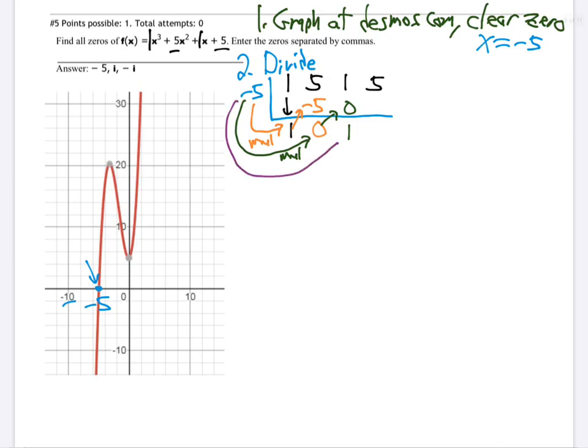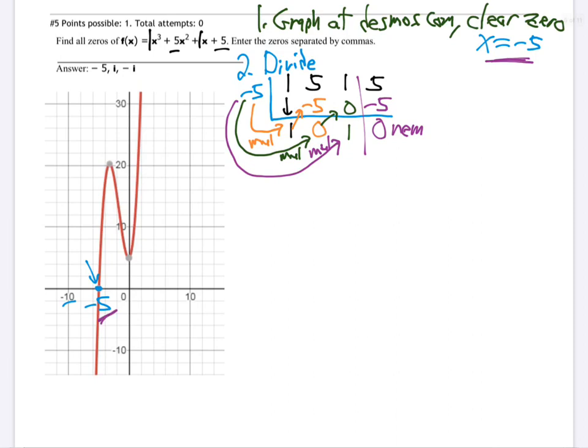And then -5 multiplied by 1 is -5, add them up, 0. 0 remainder, that tells us indeed x equals -5 goes in evenly, so that must really be a 0 from the graph like we saw.